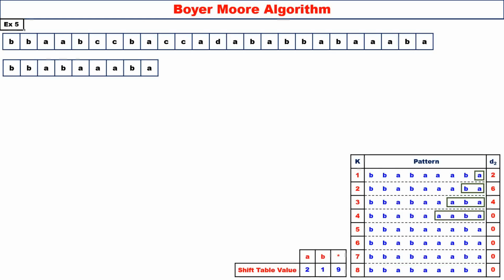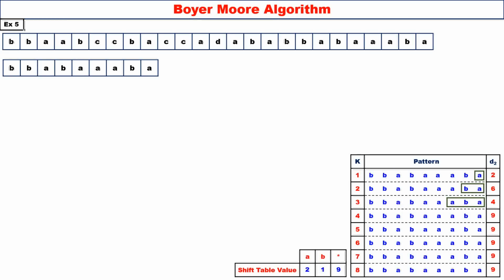Now second step. AA, BA. So part of suffix, last part of suffix. Is it found in the prefix? No. Therefore, it is the length of the string, 9. For this also it is 9. For this also it is 9. Here also it is 9. Here also it is 9. So you know how to construct shift table and D2 table.